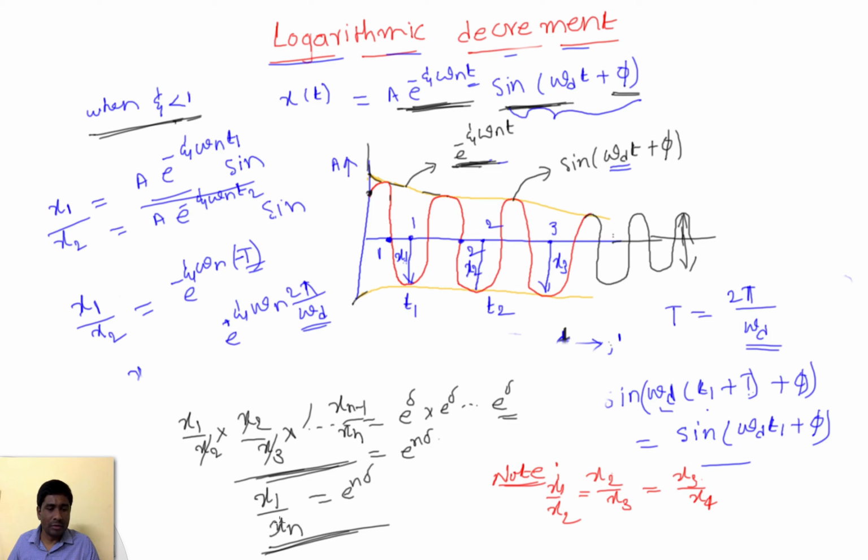Sometimes what happens, actually, we derived this equation by considering consecutive amplitudes in the curve. But instead of consecutive amplitudes, if the initial amplitude and the final amplitude are provided, then by using this formula we can calculate delta, and from delta we can calculate zeta. How? Delta is 2 pi zeta by square root of 1 minus zeta square. And if zeta is very small, then we can neglect the term in the denominator.